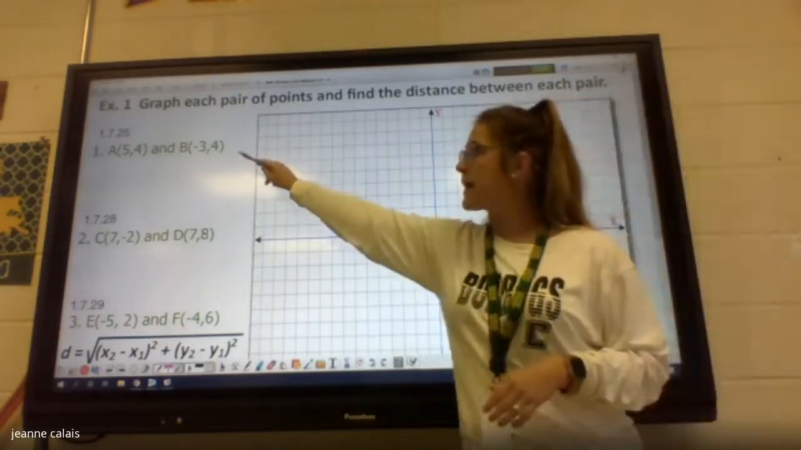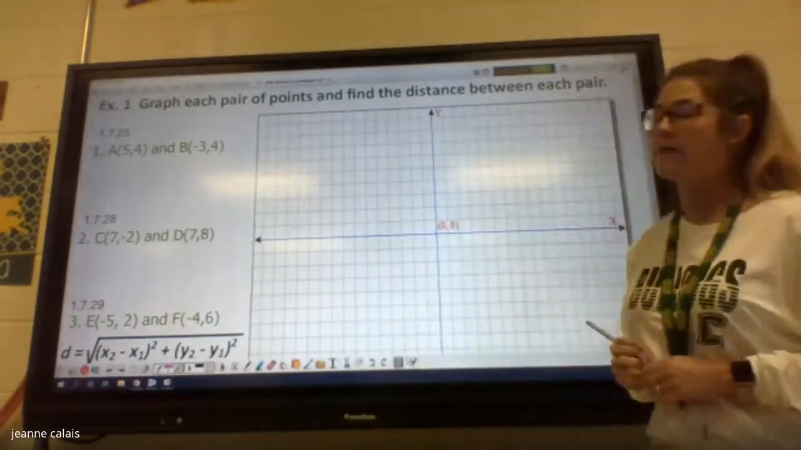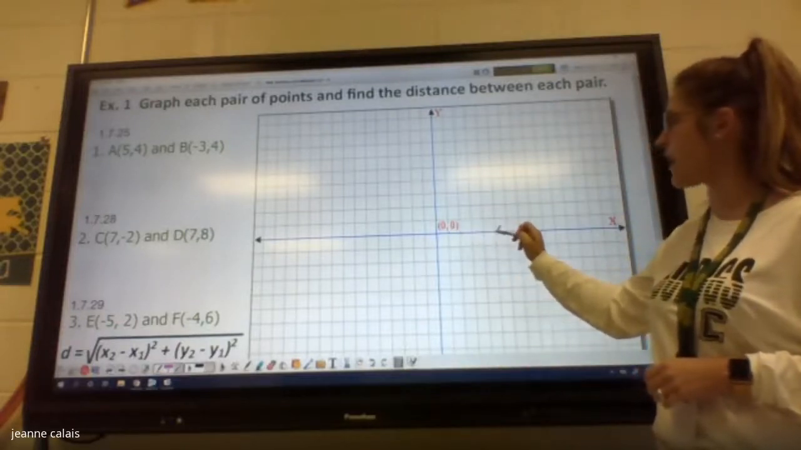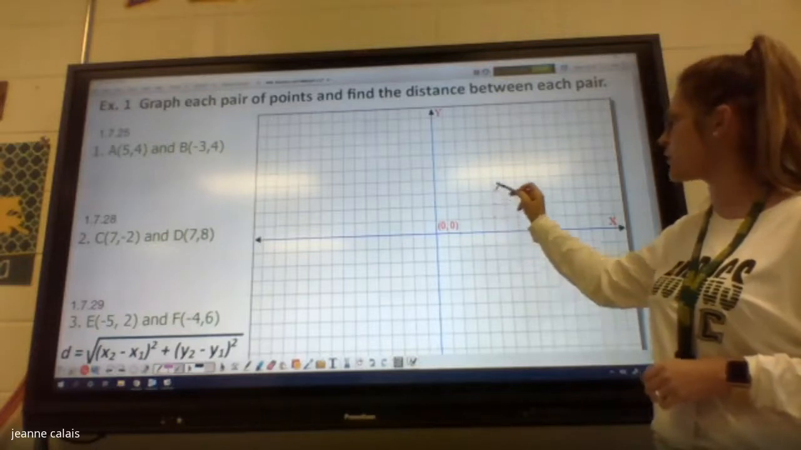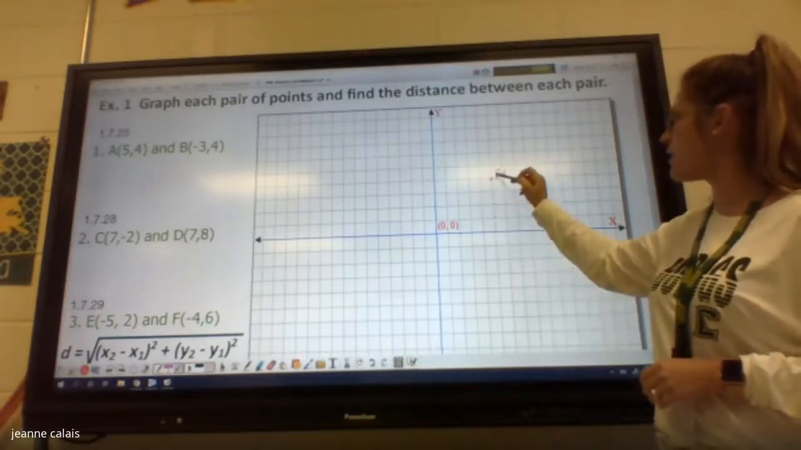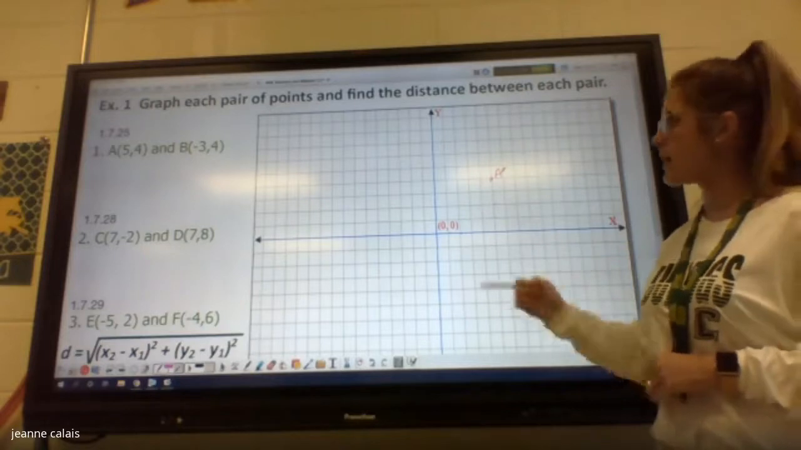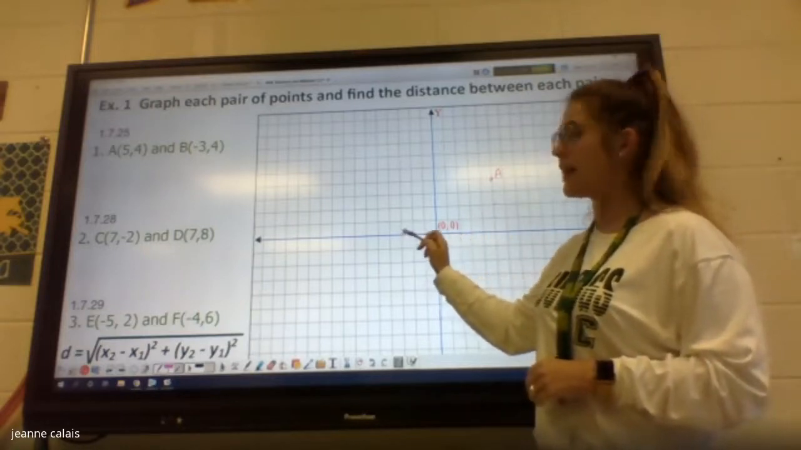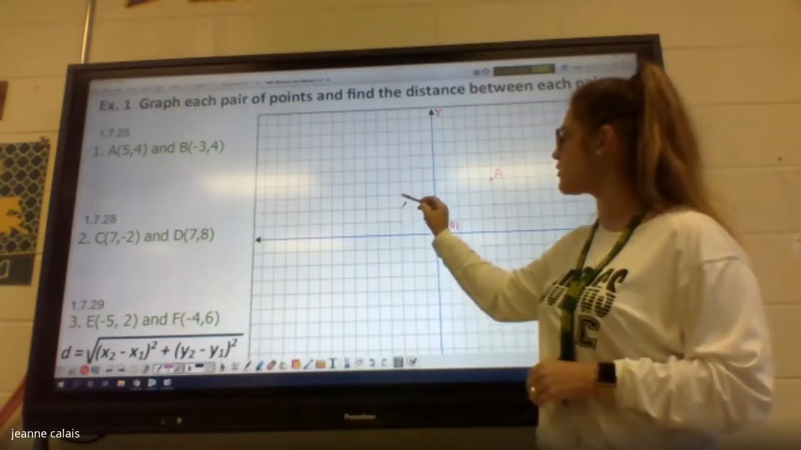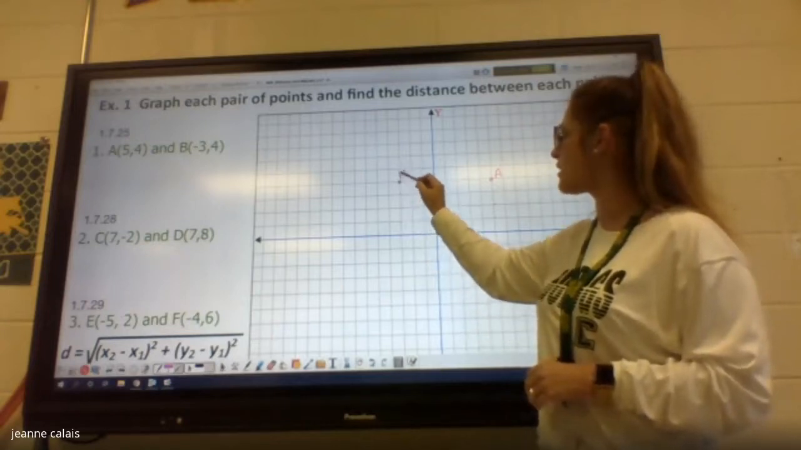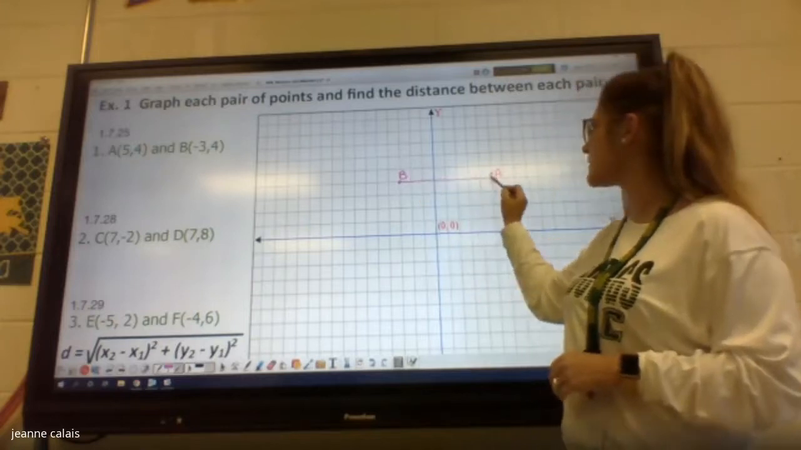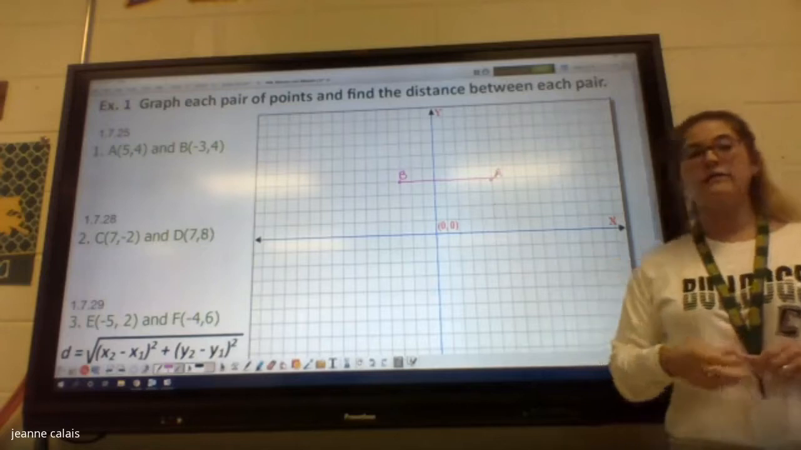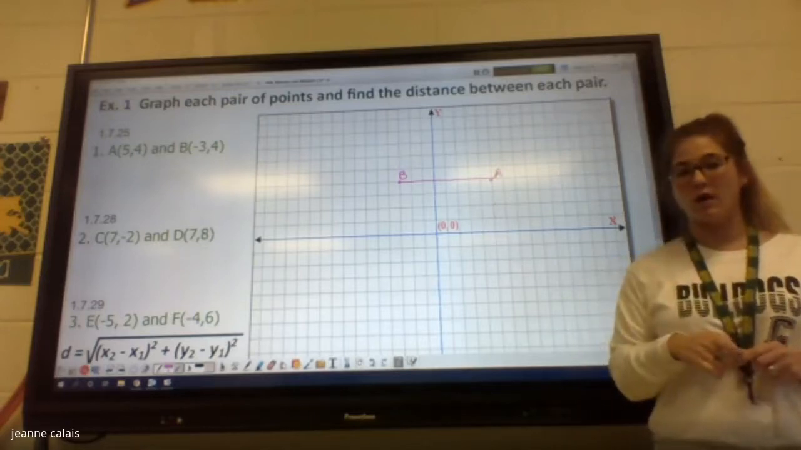All right, so I'm going to take example 1, and I'm going to graph point A. So I'm going to move 1, 2, 3, 4, 5 on the x, 1, 2, 3, 4 on the y. And then I count for B, -3. So that's 1, 2, 3 to the left on the x-axis, 1, 2, 3, 4 up on the y-axis. And as you can see, as I connected the 2 points, they in fact form a horizontal line.